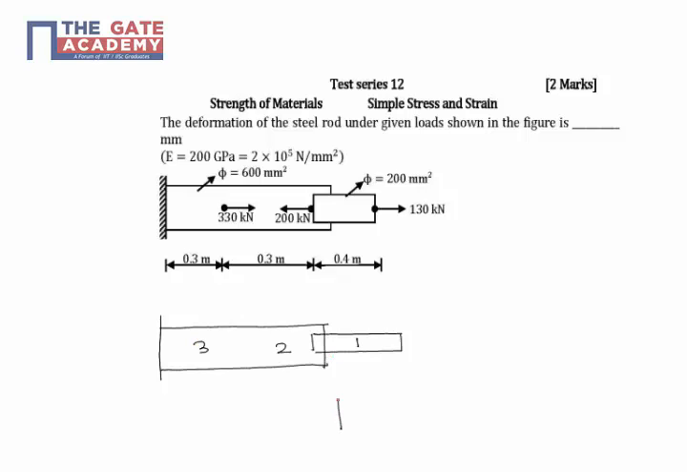So in part 1 I have a configuration like this with a 130 shown this way. So if part 1 has to be in equilibrium, this must also be 130. So part 1 is under tension. Okay, now let's go to part 2.